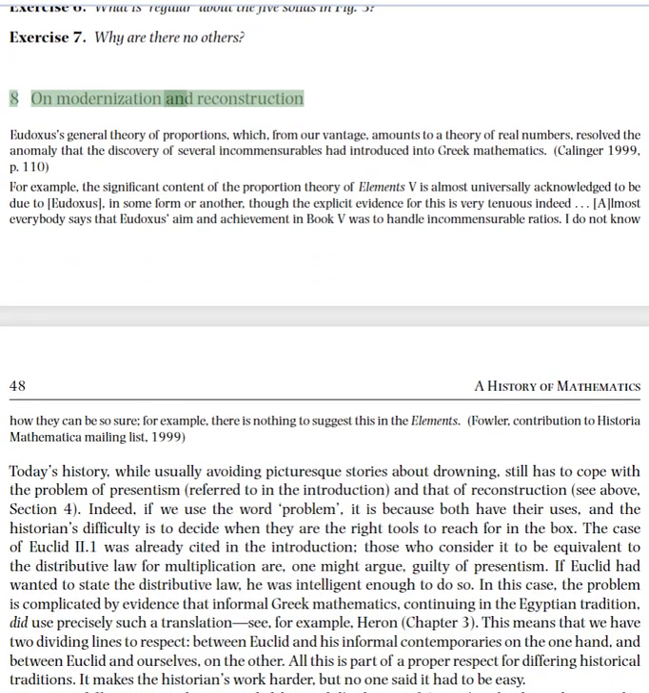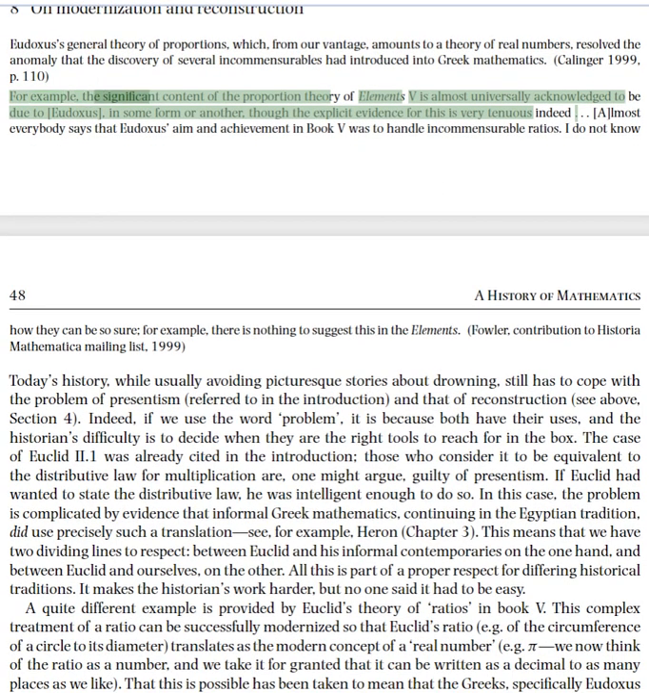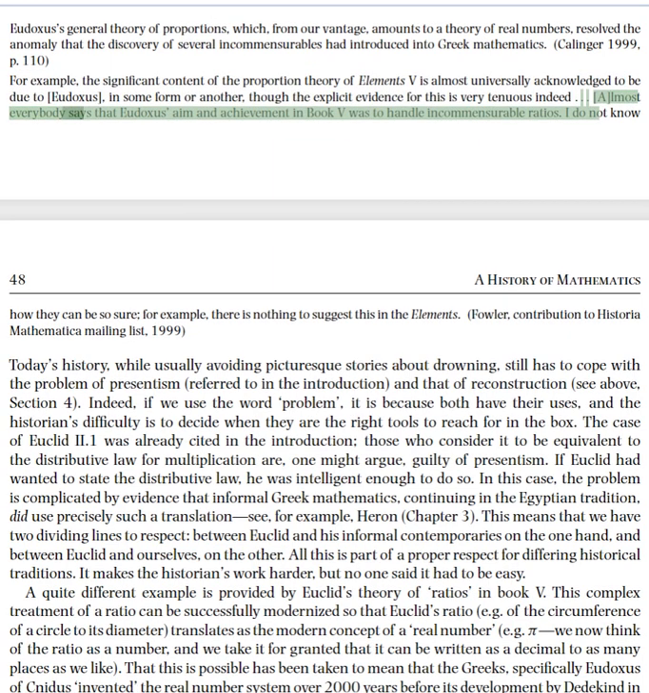8. On modernization and reconstruction. Eudoxus's general theory of proportions, which, from our vantage, amounts to a theory of real numbers, resolved the anomaly that the discovery of several incommensurables had introduced into Greek mathematics. For example, the significant content of the proportion theory of Elements V is almost universally acknowledged to be due to Eudoxus in some form or another, though the explicit evidence for this is very tenuous indeed. Most everybody says that Eudoxus' aim and achievement in Book V was to handle incommensurable ratios.